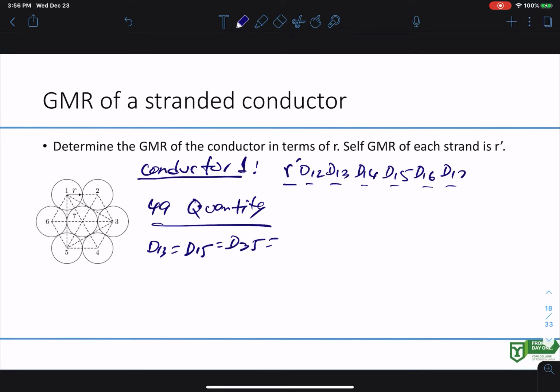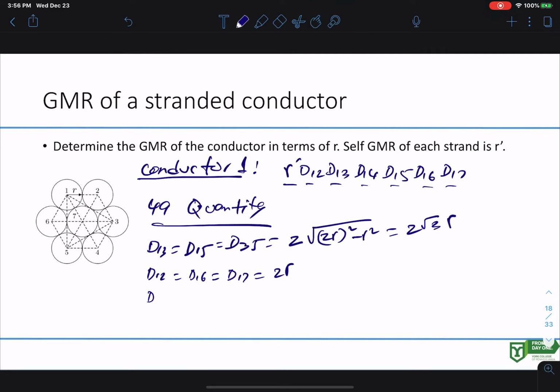These distances, if you look at the math there, would be 2r squared minus r squared. It's just simple geometry. That will give you 2 square root of 3r, right? That's d. And then the other ones, d12 equal to d16 equal to d17, are 2r. And d14 is equal to 4r. This is the distance.